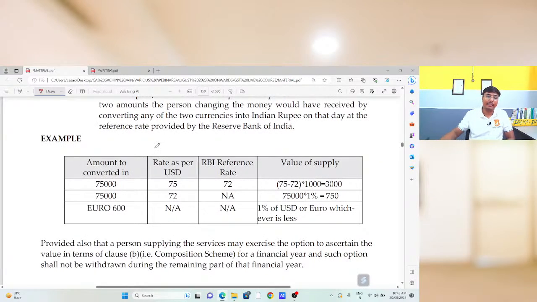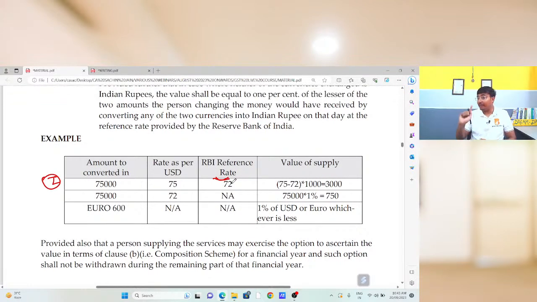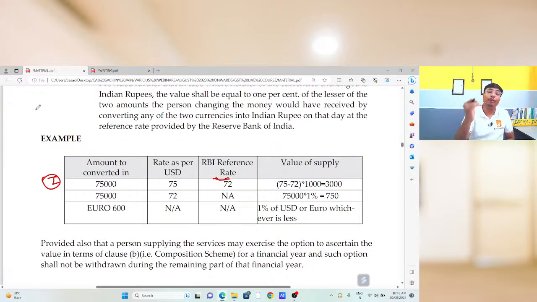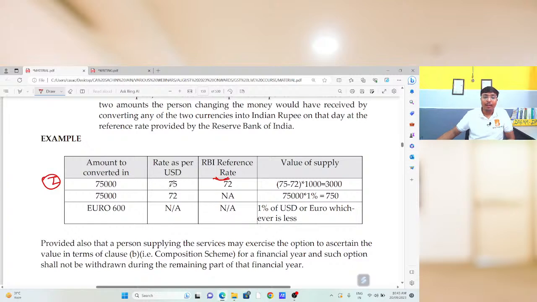So take this example. This is the first scenario in which the RBI reference rate is available. How are we going to decide the value of supply in the hands of the bank? I clearly mentioned that we are going to decide the value of supply in the hands of the bank only. So in that case, the RBI reference rate is available, and I have 75,000 rupees and I want to convert the same into US dollar. Okay, and the rate of US dollar is 75 rupees. In that case, how much is the number of units? That is 75,000 divided by 75, that is 1,000 will be the number of units, and I need to take the difference between the RBI reference rate and the US dollar rate, that is 75 minus 72, that is 3, multiplied by 1,000. 3,000 will be the value of supply.